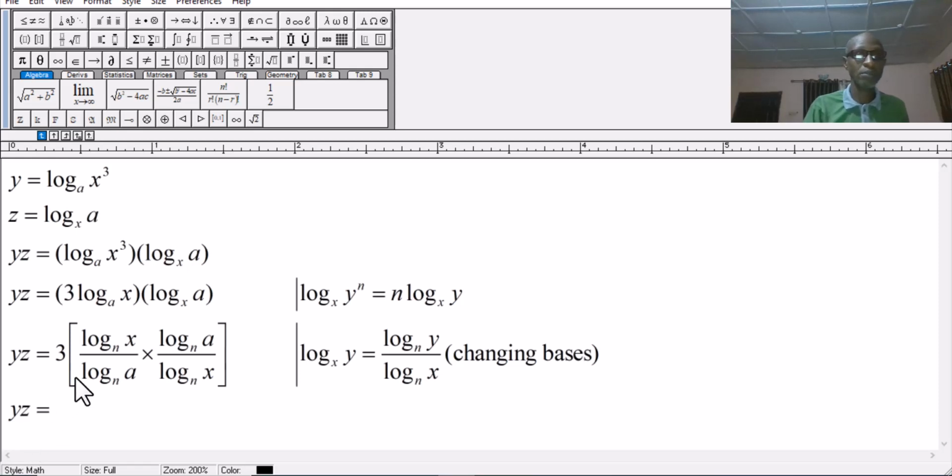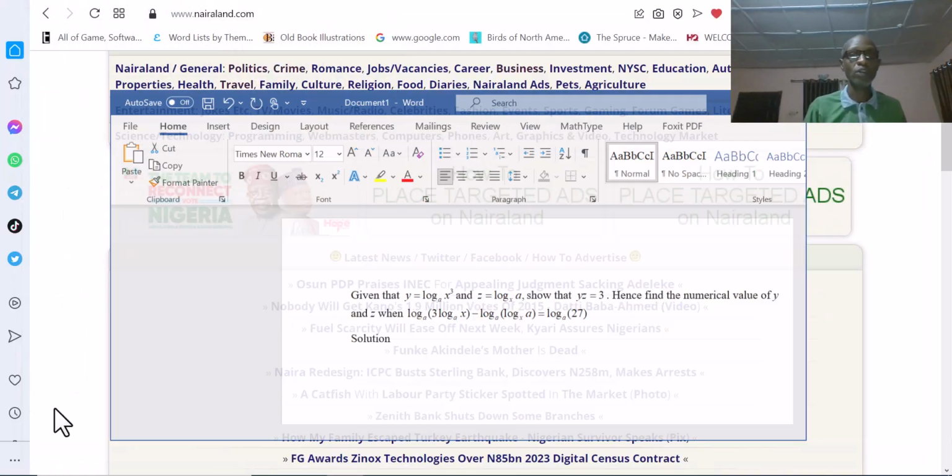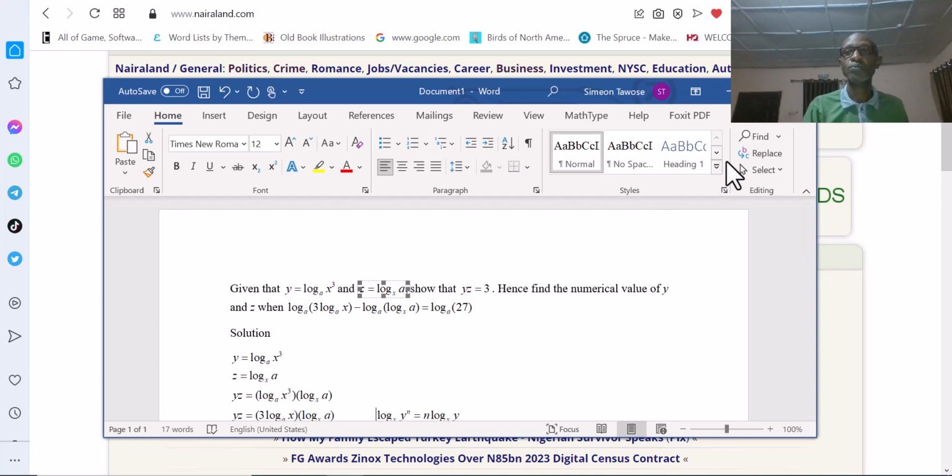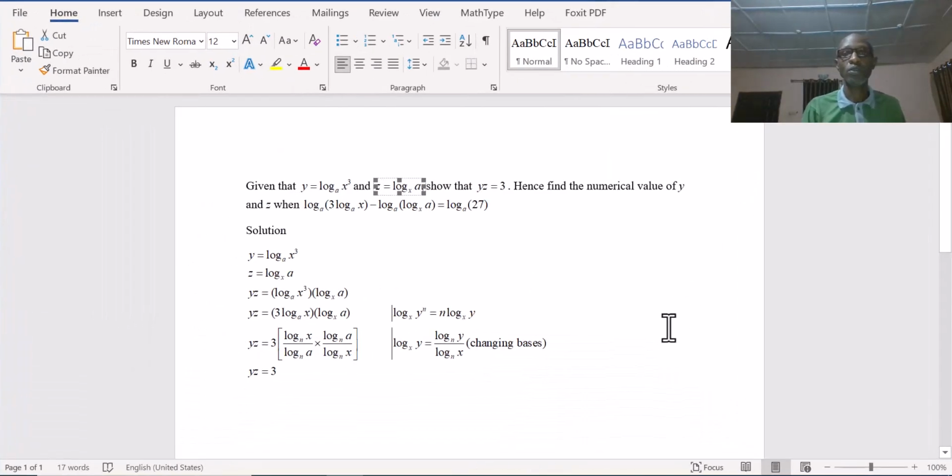So this particular one will cut this away, and then this one will cut this away. So what we are left with is just 3. And that's what we are asked to show. So show that yz is equal to 3. So we have done that. We have just done that: yz is equal to 3.